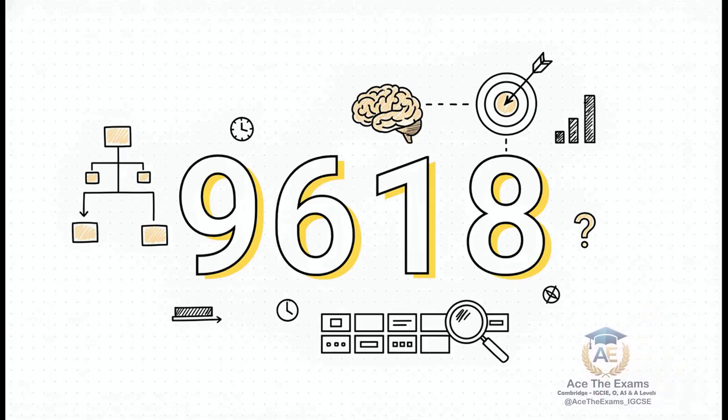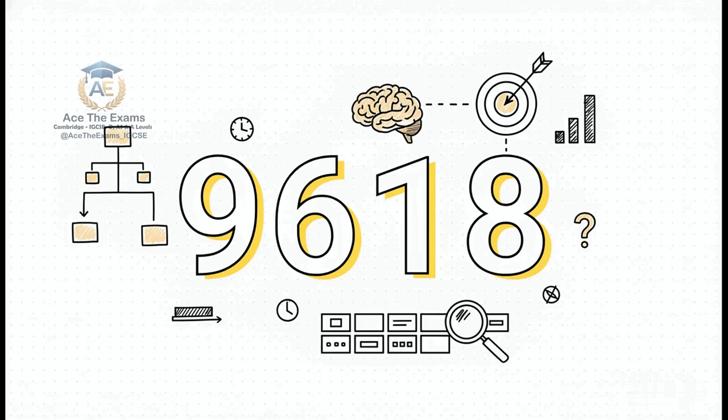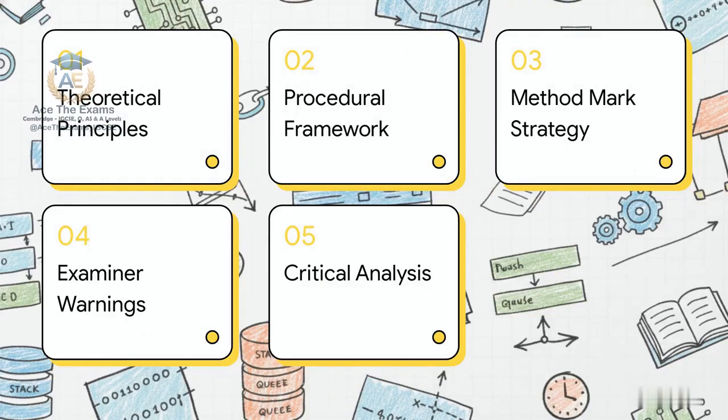You simply cannot walk into this coliseum hoping your basic foundational understanding of simple 1D arrays will somehow carry you through. It won't. You need a highly tactical strategy that specifically targets the exact method marks the Cambridge grading scheme is waiting to award you. To get you there, we will follow this structured, 5-part playbook. This is exactly what top-performing students do differently. 1. Core theoretical principles. 2. The procedural framework. 3. The method mark strategy. 4. Top examiner warnings. And 5. Critical analysis mastery. Let's jump straight in.